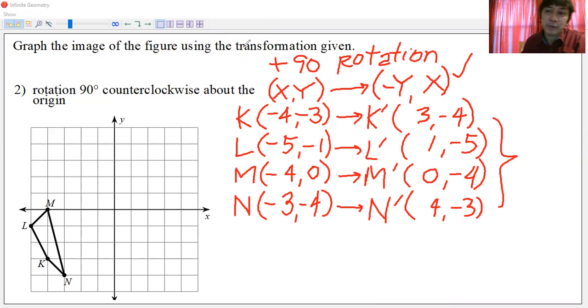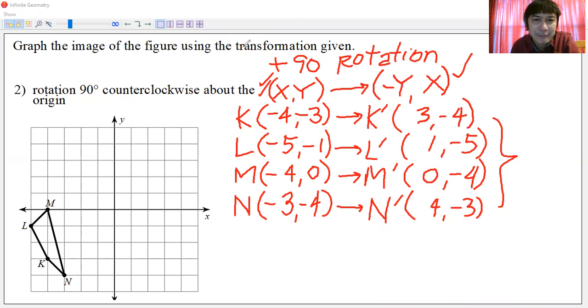I hope you were able to see that. From x, y, the rule is -y, x. All y values from the original will occupy the x, but the signs will change. All the x values go to the y column and will not change. So that will be for a +90 rotation.